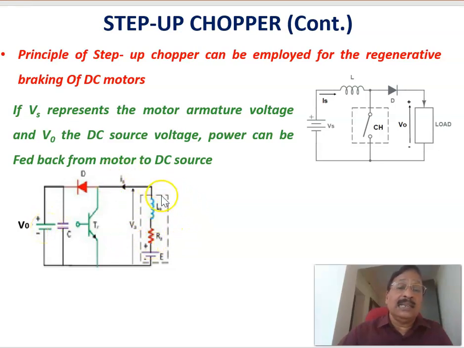In that case a reverse torque will be produced, and the braking action is in place. That is called regenerative braking, because the current polarity is now reversed, a reverse torque is produced, and that brakes the motor. The power flows from the motor into the DC source. This happens when a step-up chopper is used, and it can be realized that way. The principle of the step-up chopper can be employed for the regenerative braking of the DC motor, as shown here.